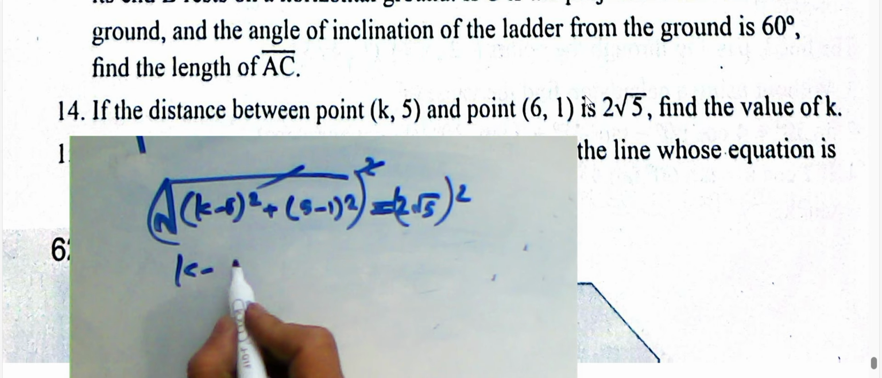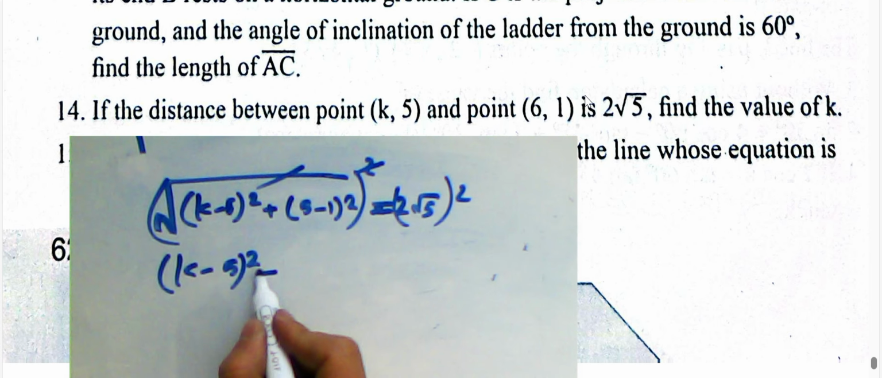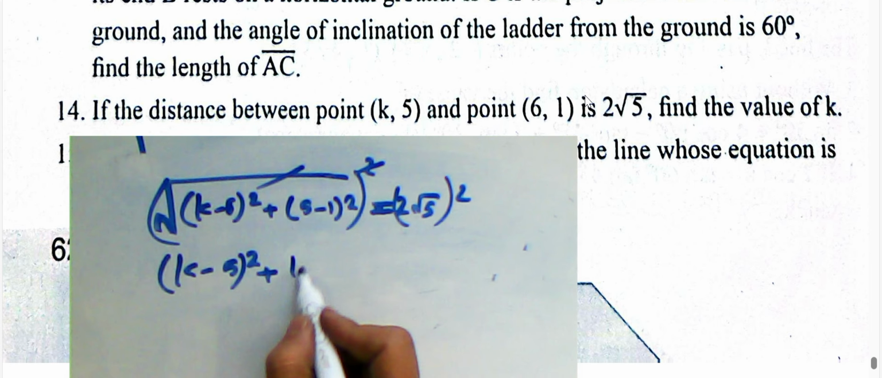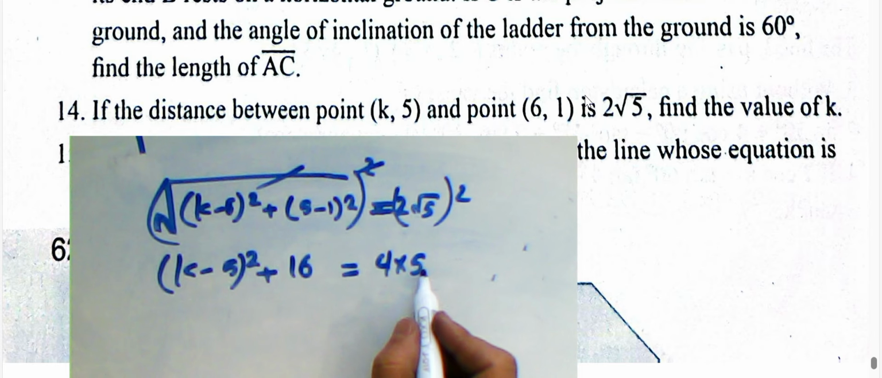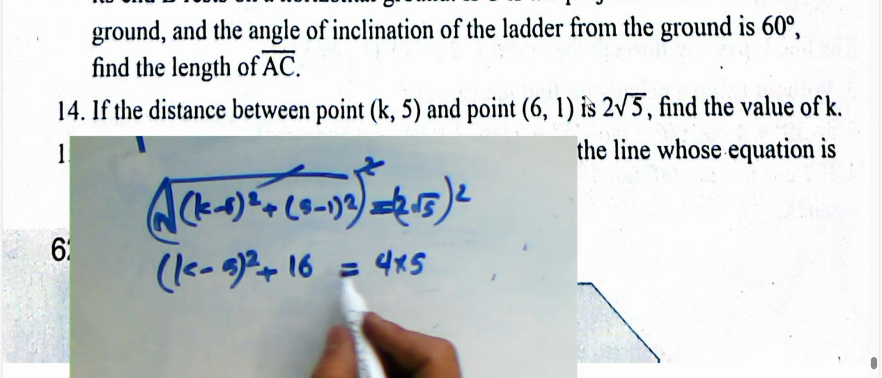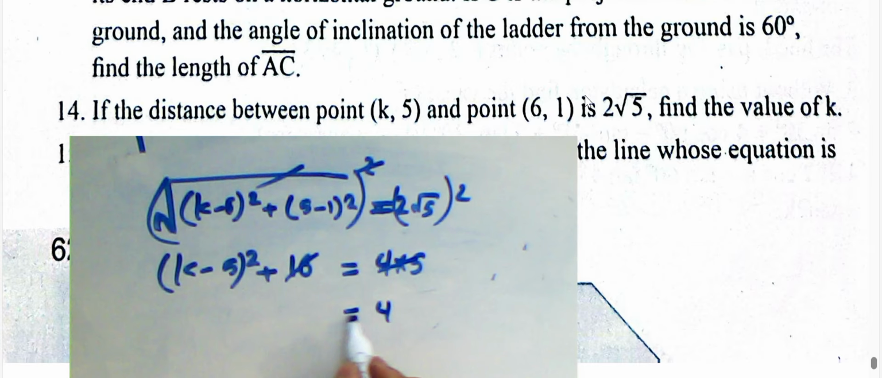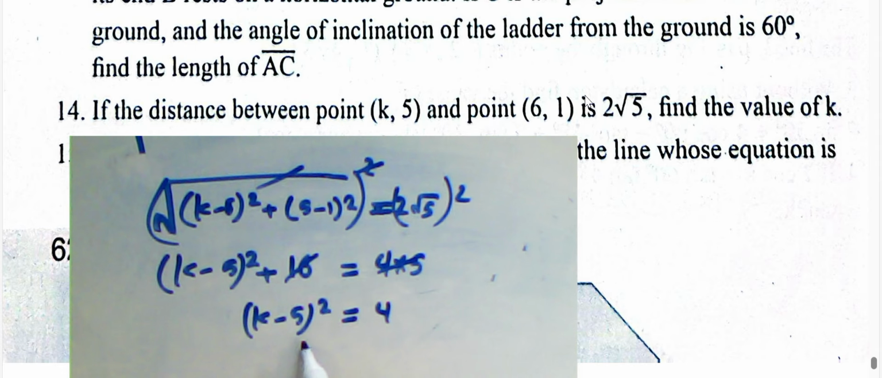2 root 5. We can square this on the left hand side and the right hand side. Then the result will be (k minus 6) power 2 plus 4 power 2, and 4 power 2 equals 16. 2 root 5 power 2 is 4 times 5, 20. 20 minus 16 is 4. Then (k minus 6) power 2 equals 4. You can find k minus 6 equals positive or negative square root of 4, which is positive or negative 2.